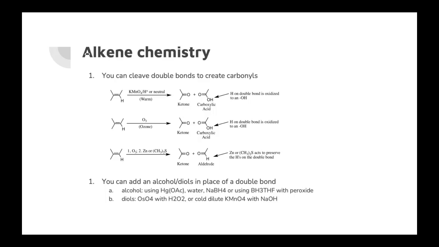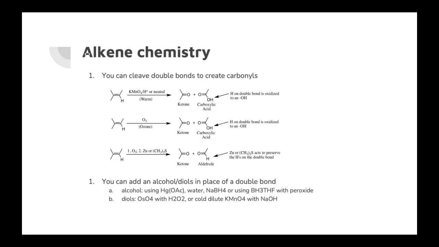And then if you don't want it to go all the way to a carboxylic acid, if you want a ketone with an aldehyde, you can use O3, but with zinc or with CH3 and sulfur. You can also get alcohols from an alkene, so either using mercury with water, NaBH4, or using BH3·THF with peroxide. Those are a few ways to create alcohols. And the difference between the different reactions is just whether it goes in the most substituted place or not, the Markovnikov or anti-Markovnikov position.